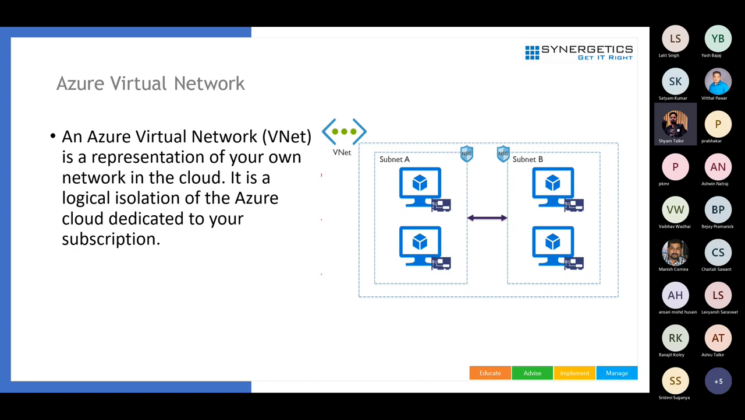It's nothing but your own private network in the cloud. It is a logical isolation of the Azure cloud dedicated to your subscription. So inside your subscription, you first create a virtual network and deploy your virtual machines or servers inside it. So it's a logical isolation of your network in the cloud.